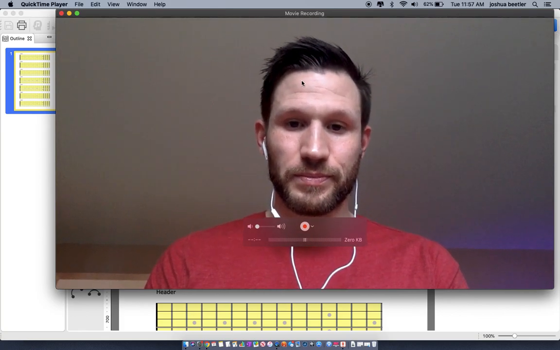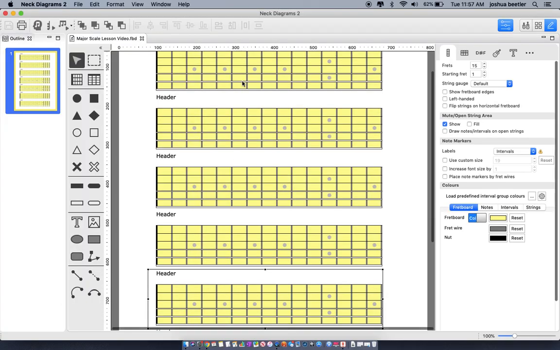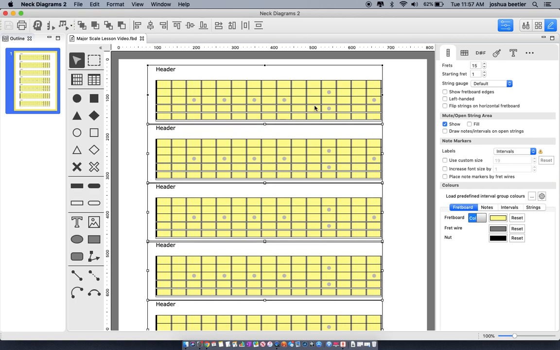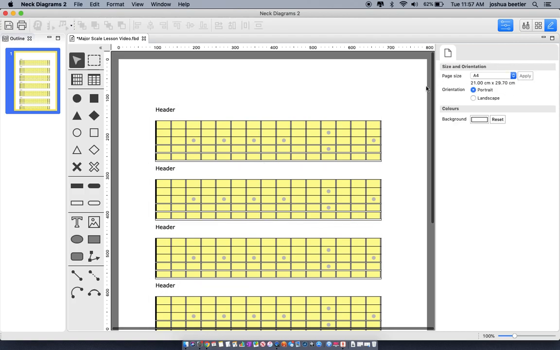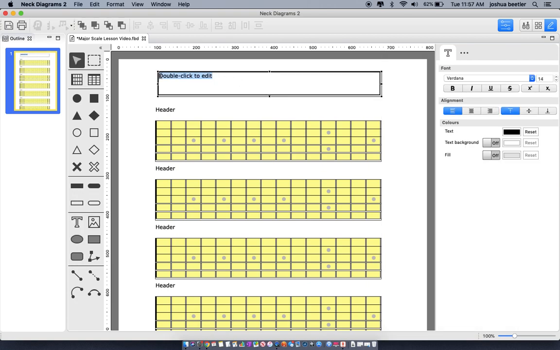Okay, so I've got this program called Neck Diagrams. And Neck Diagrams is a great resource that I use to teach my students. So in order to get the most out of this lesson, learning about the major scale, you have to first understand what the major scale is and how we get it. So we're going to teach you real quick about the major scale formula.